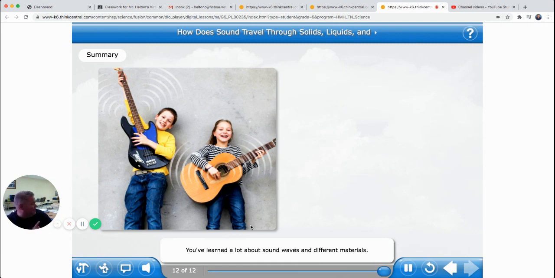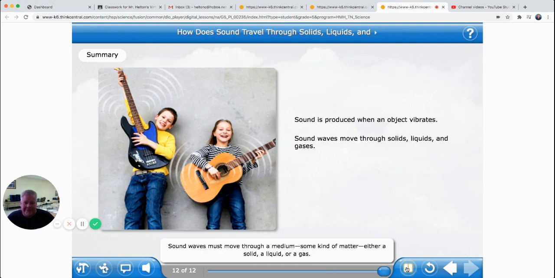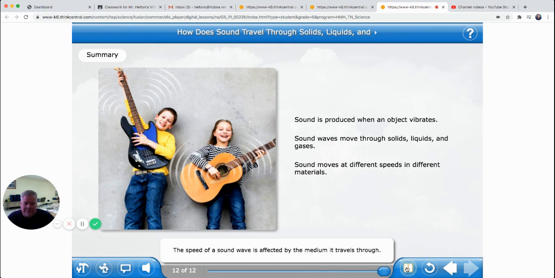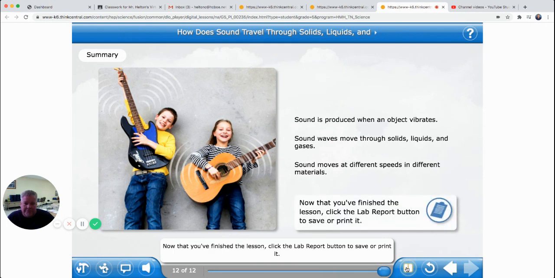You've learned a lot about sound waves and different materials. Okay, I'm back. Miss Murph Smith came in. This is a busy day of people coming to my room today. So here we go. We'll resume it. Sound is a form of energy produced when something vibrates. Sound waves must move through a medium, some kind of matter, either a solid, a liquid, or a gas. The speed of a sound wave is affected by the medium it travels through. Now that you've finished the lesson, click the lab report button to save or print it.